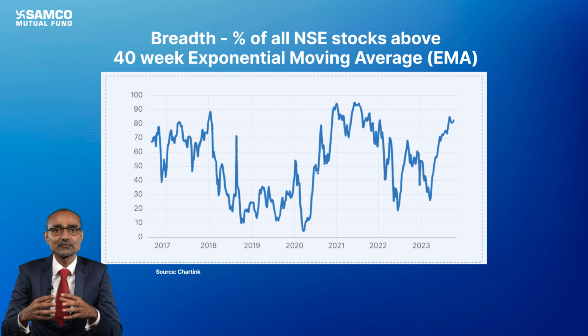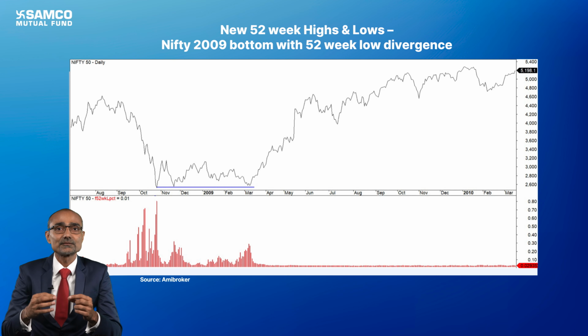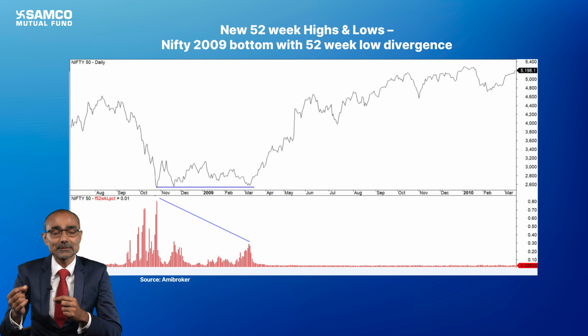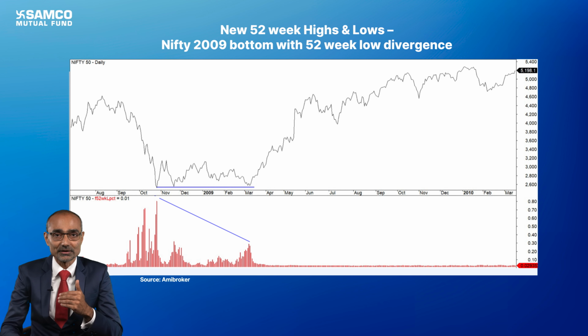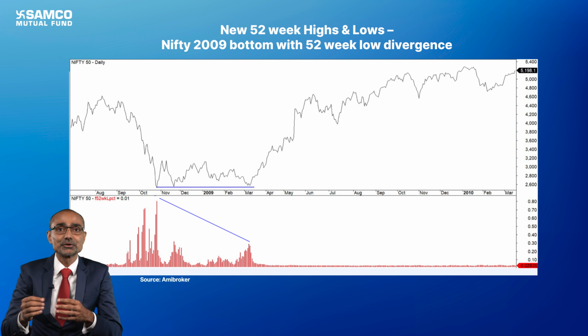Let me explain with one more example. Net 52-week highs and lows help to take mean reverting opportunities during extreme periods. In 2009, the number of stocks making 52-week lows was falling, but the market kept inching lower, indicating a divergence and a signal to get into equities.